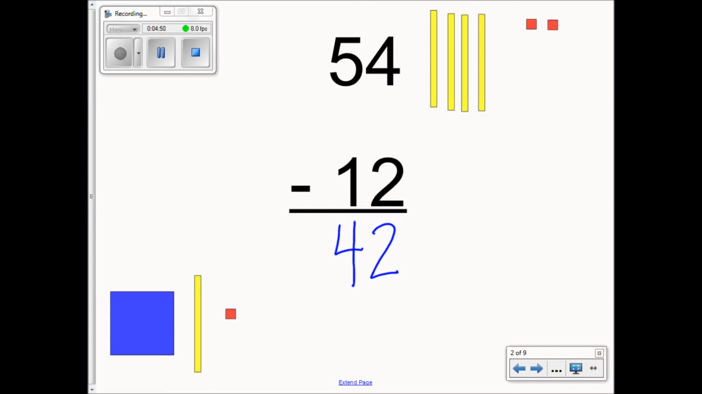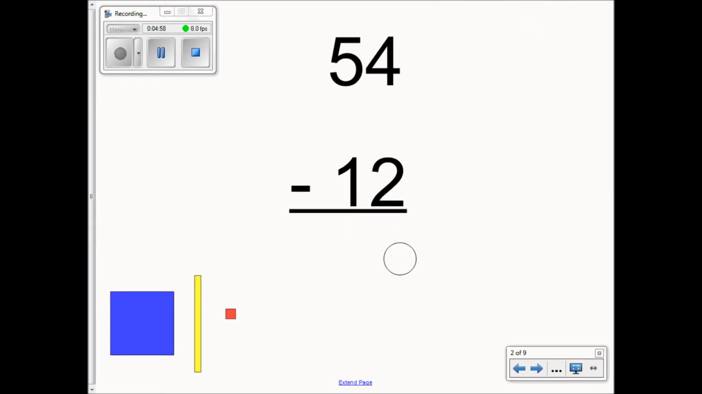Let's see what happens if I were going to draw it instead of using base 10 blocks. If this problem were on your sheet, how would you do that on paper? Here's how you would do it. You would simply draw the 5 tens. You would draw the 4 ones. Then we're going to do what we said we're going to do. We're going to decompose that 12: 1 ten, 2 ones. I'm going to start with the ones.